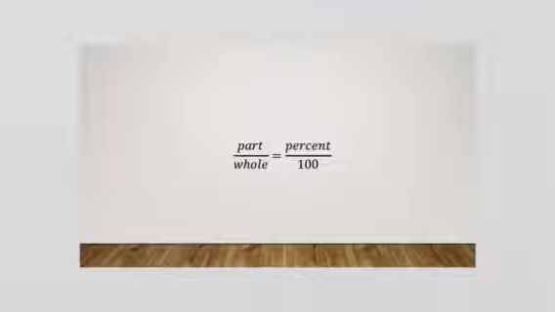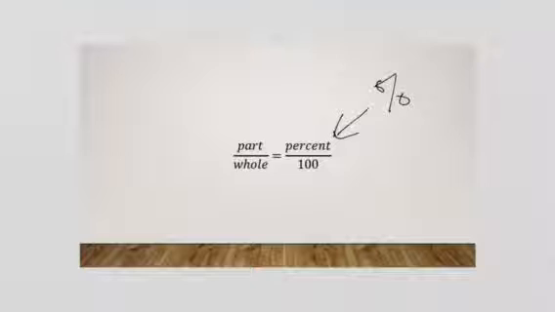The percent's probably the easiest thing to find in a problem because it usually has a percent sign or the word percent after it. Why is it over 100? Because 100 is what you're comparing to. Percent means compared to 100.